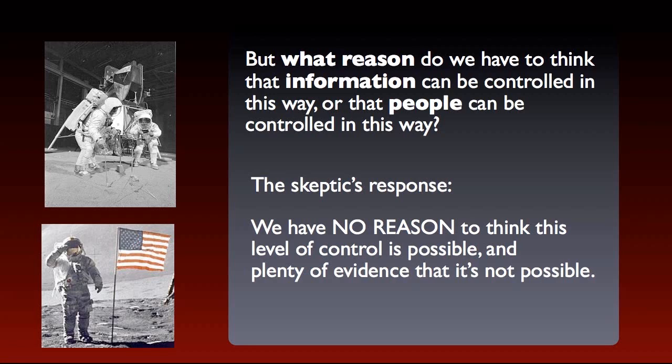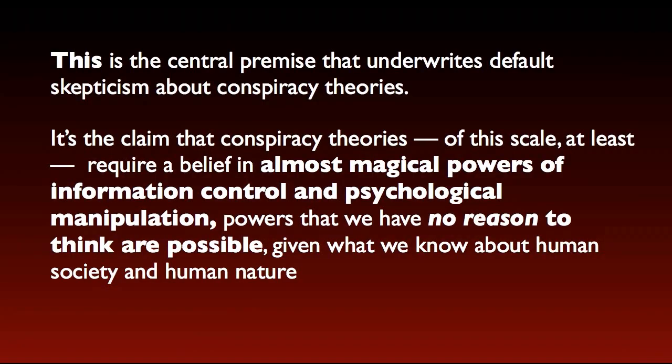The skeptic's response is that we have no evidence that this level of control is even possible, and indeed plenty of evidence, from psychology, from sociology, from history, that it's not possible. This is the central premise that underwrites default skepticism about conspiracy theories. It's the claim that conspiracy theories, of this scale at least, require a belief in almost magical powers of information control and psychological manipulation. Powers that we have no reason to think are possible, given what we know about human society and human nature. And this is why skeptics think that one's degree of skepticism should scale with the size and extent of the conspiracy.